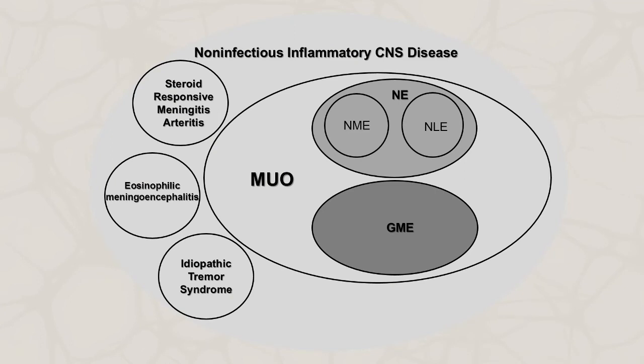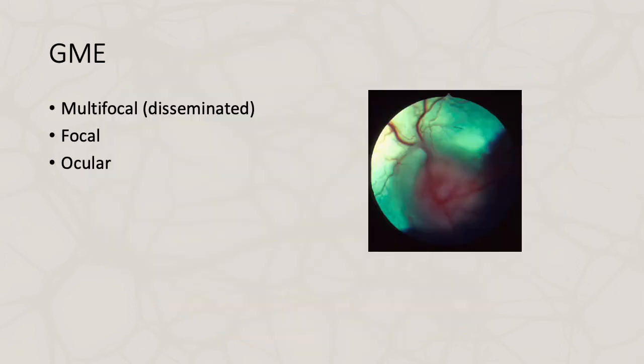Finally, I'll talk about the non-infectious form. So this is going to be the most common. GME can be multifocal or disseminated. Then there's focal forms and ocular. GME may represent up to 25% of all canine inflammatory CNS diseases.